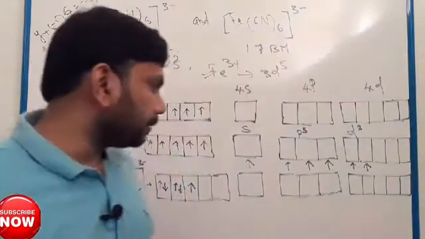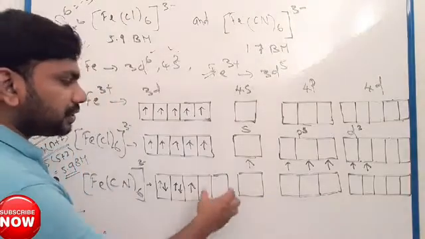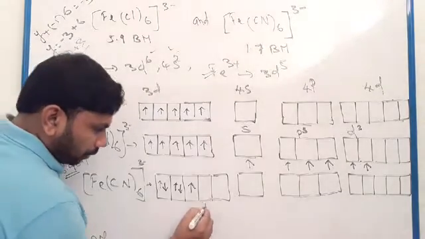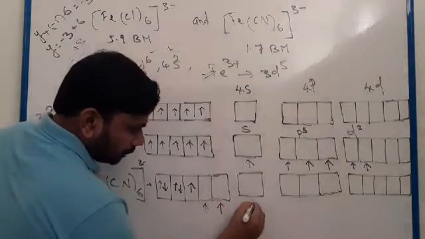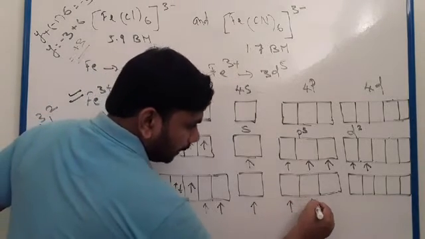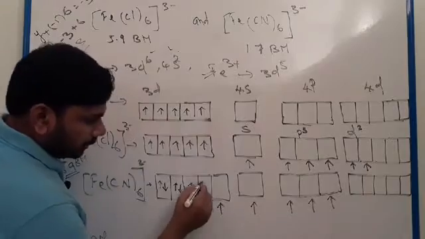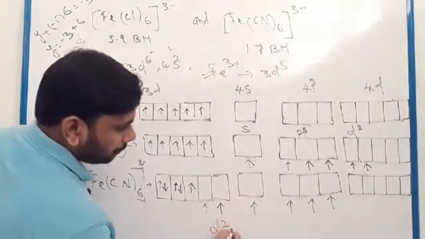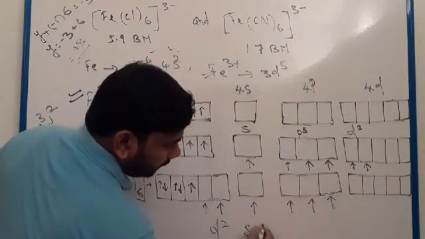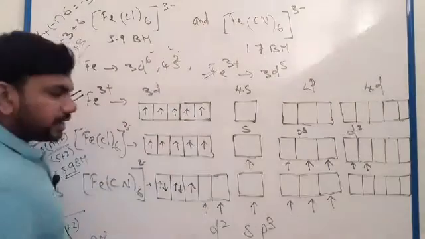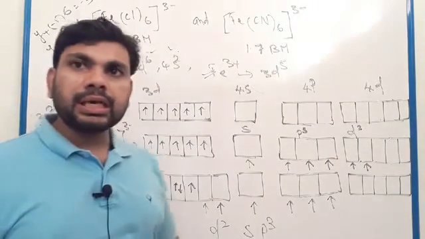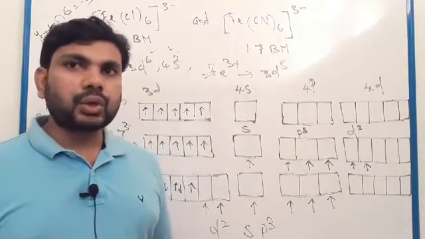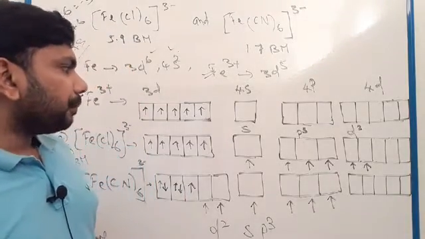Clear? Also we can check here hybridization. Look, after pairing, these are the vacant orbitals. We have here 6 ligands, so 1, 2, 3, 4, 5, 6. So here this is d2sp3, which is also octahedral geometry. Look here, first case sp3d2.